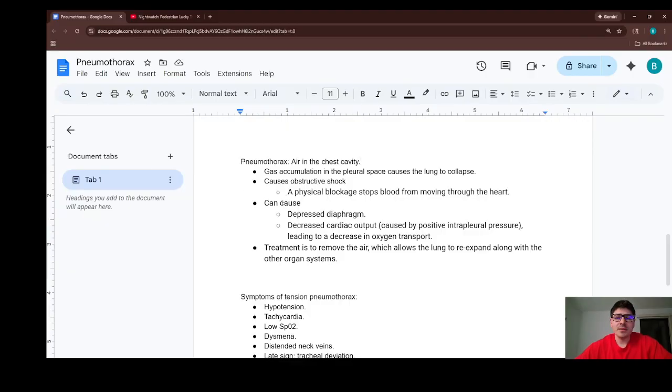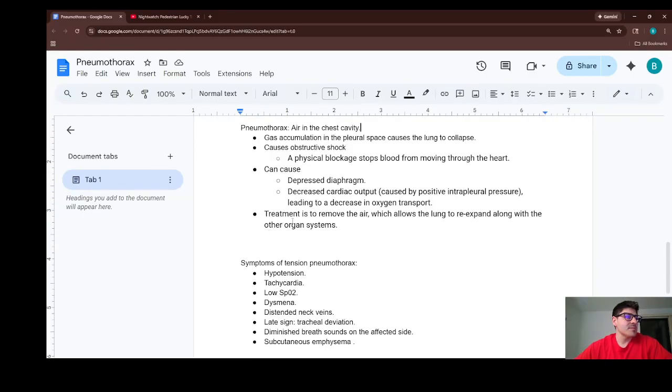Some other things that a pneumothorax can cause are a depressed diaphragm, and of course that obstructive shock can lead to a decrease in cardiac output, which is caused by positive intrapleural pressure. The treatment is to remove the air. So we have air in the chest cavity causing some problems, the lung is collapsed, and so our end goal is to re-expand that lung. We're going to talk in a moment about how to achieve that.